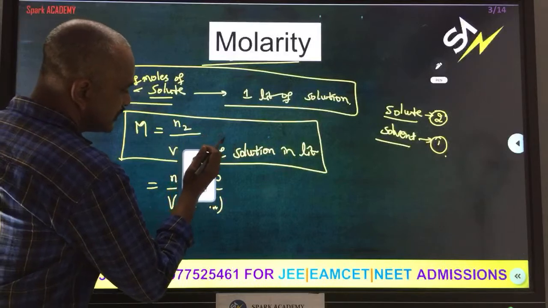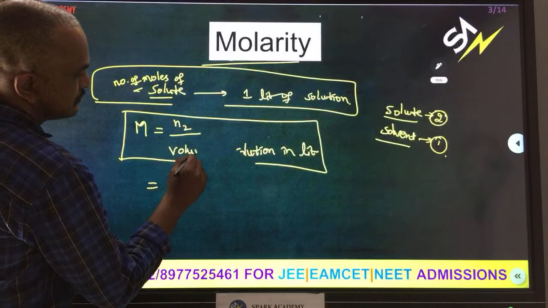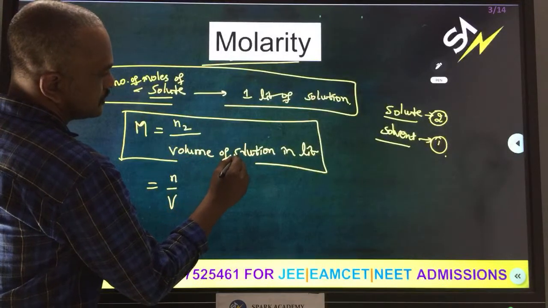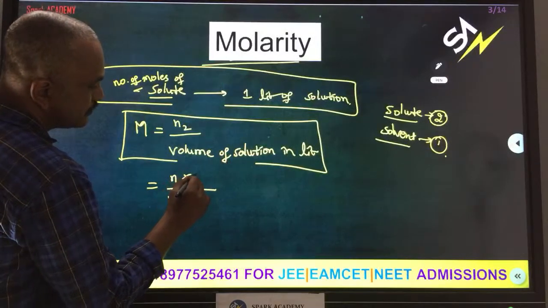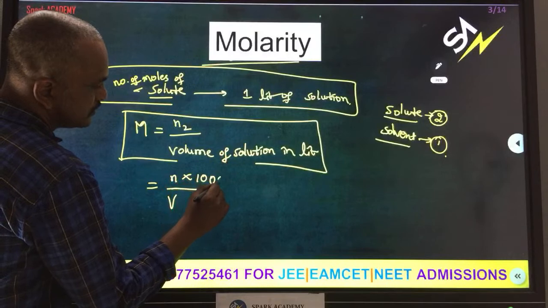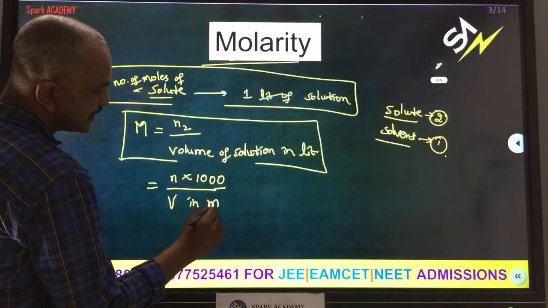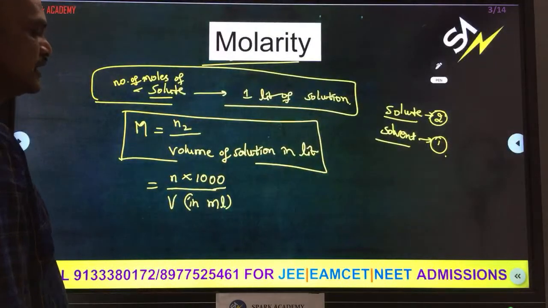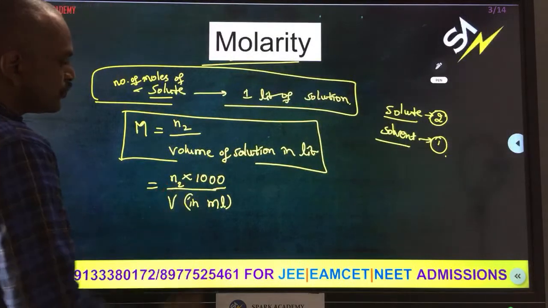Okay, so into 1000 by volume in milliliters. Now the units are changed here. Understood this one?